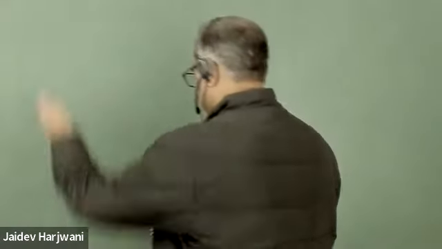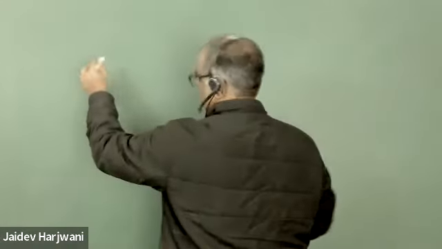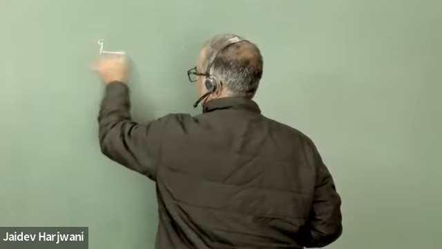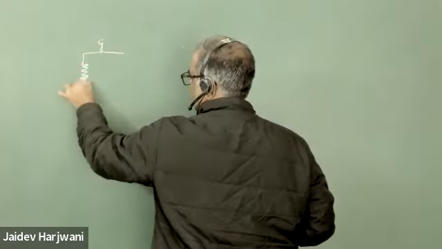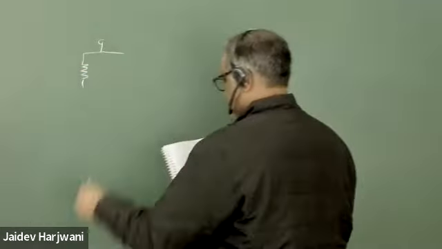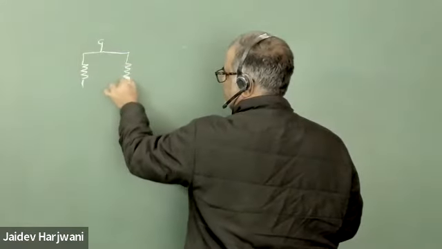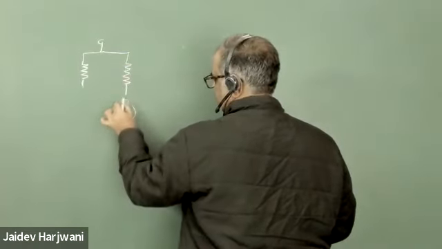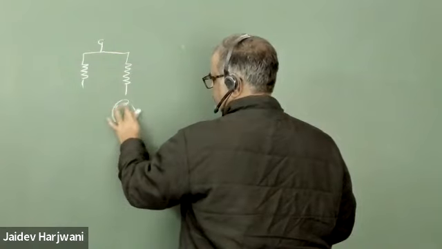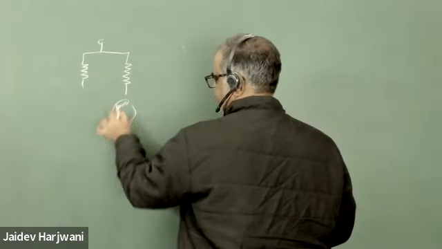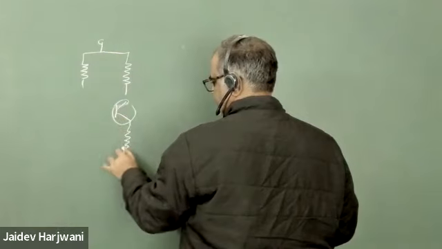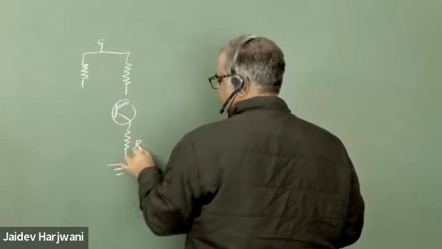Yesterday we were discussing the emitter bias circuit. Okay, let us do one more problem. So you have a power supply, you have a transistor, and this is your emitter bias.